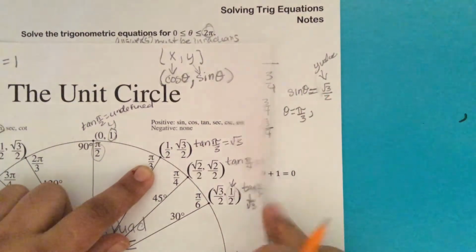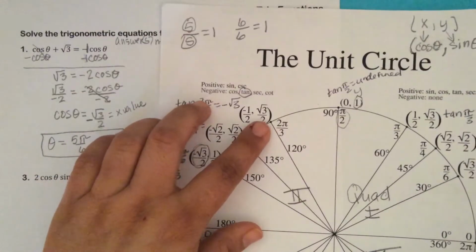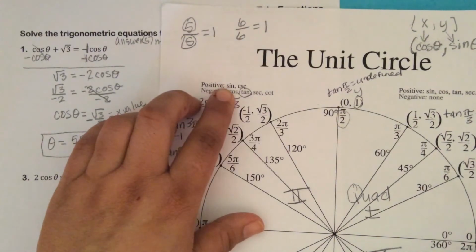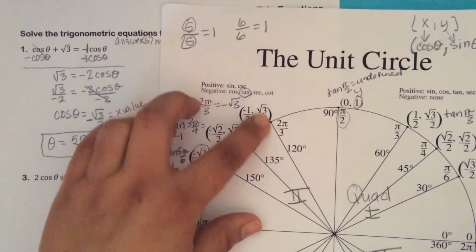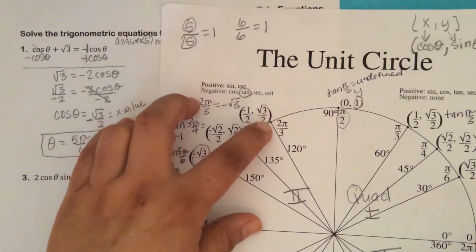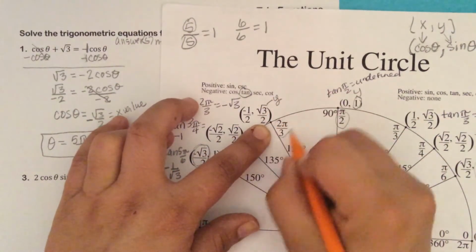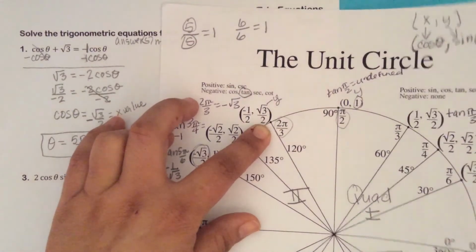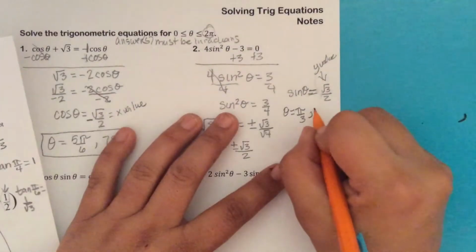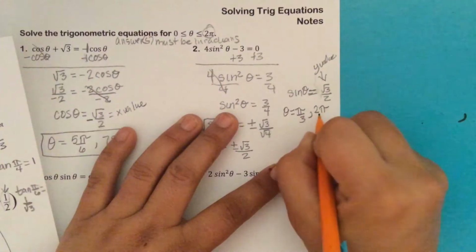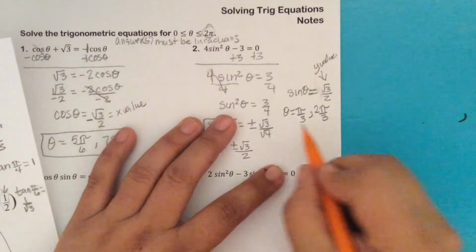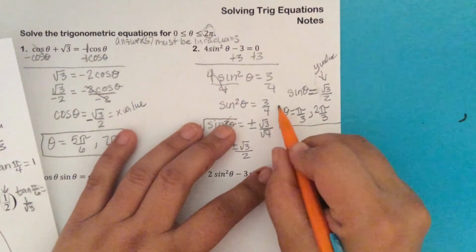And then it's also positive in the second quadrant. So the sine is positive here, and here's square root of 3 over 2. That's your y value right here. This is your y value, so it occurs at 2 pi over 3. So right here, you're going to put 2 pi over 3. Okay, so those are just two answers.